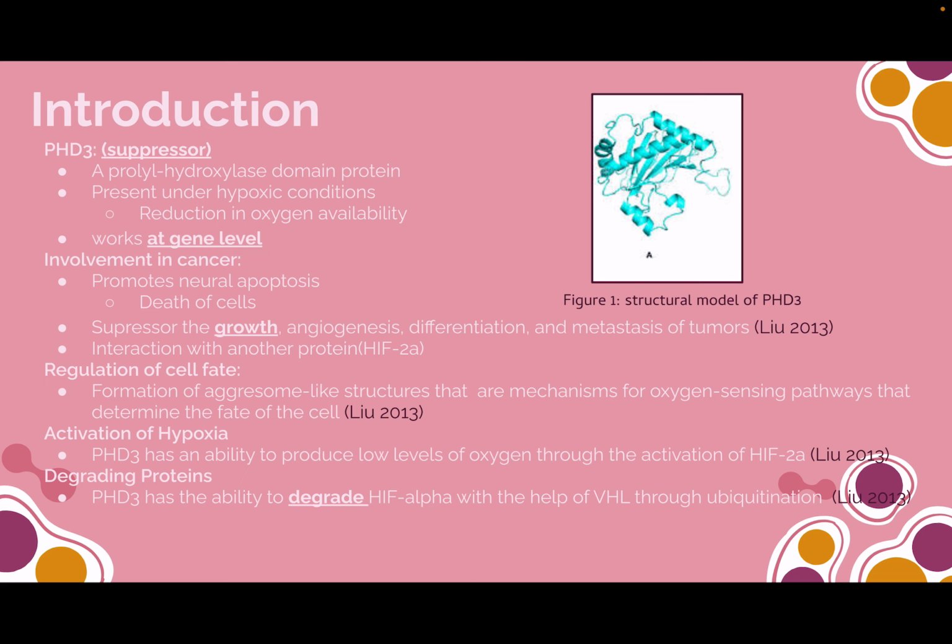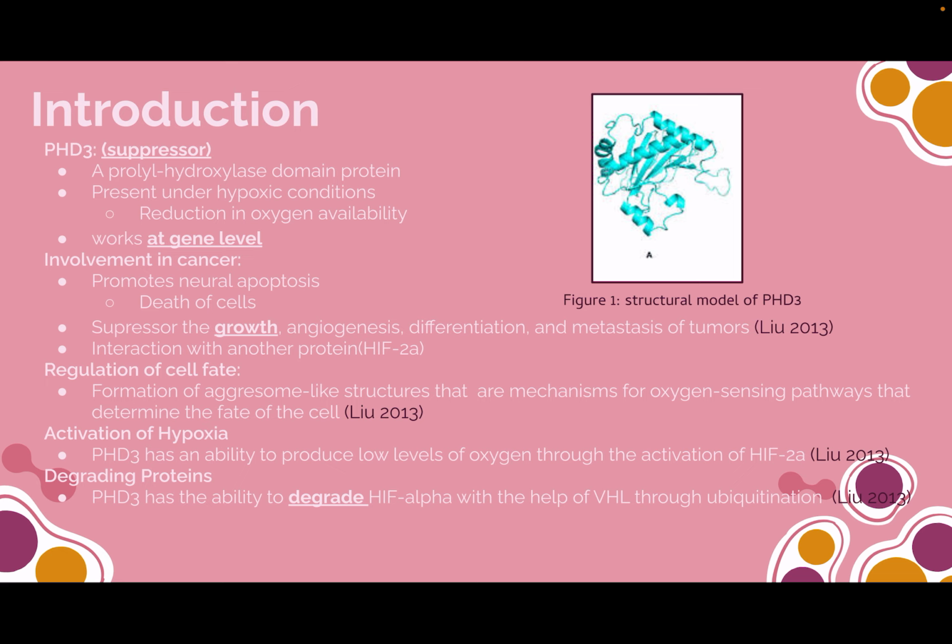PHD3 is a suppressor protein. It's a prolyl hydroxylase domain protein and is present under hypoxic conditions. It works at the gene level, so it's able to influence transcription and translation. It's involved in cancer because it promotes neural apoptosis, which is the programmed death of cells. It will suppress the growth factors, angiogenesis, differentiation, and metastasis of tumors. And we know it has an interaction with another protein, HIF-2A.